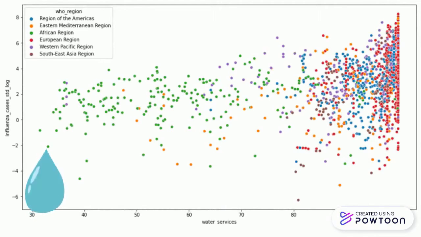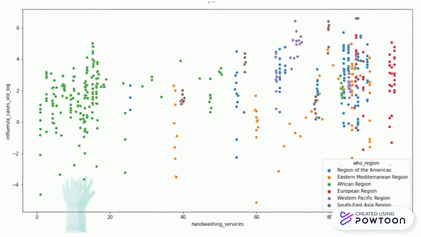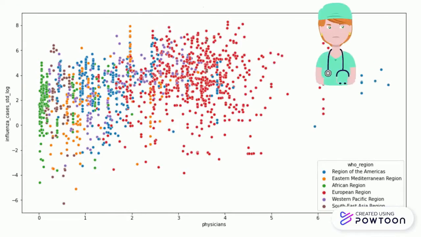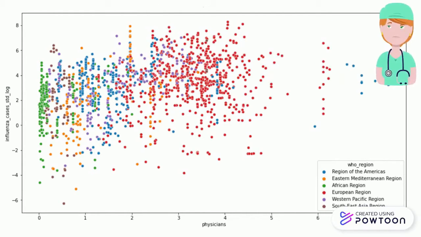We see that Africa performed poorly in providing clean water to its population. Also, the access to sanitation and hand washing services. This is also a reason why in Africa influenza and other viruses and diseases hit hard in that region. We can also see that the number of physicians or doctors available for the population affects the death rate of influenza, as people are not able to get proper treatment in hospitals and health centers.